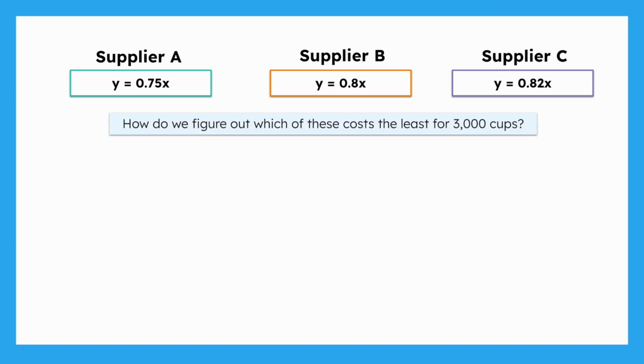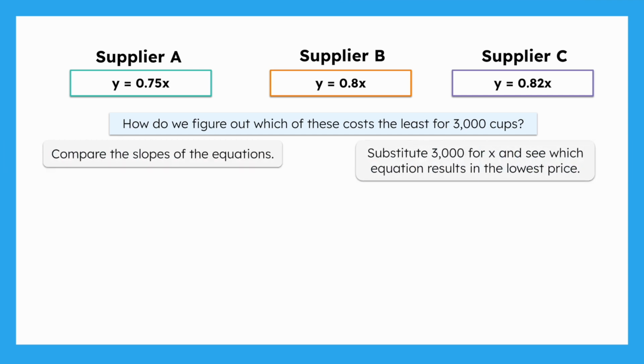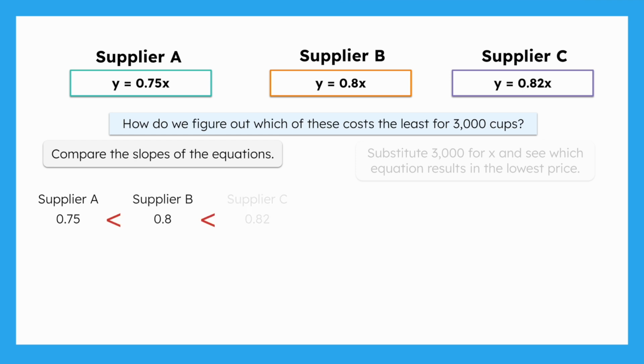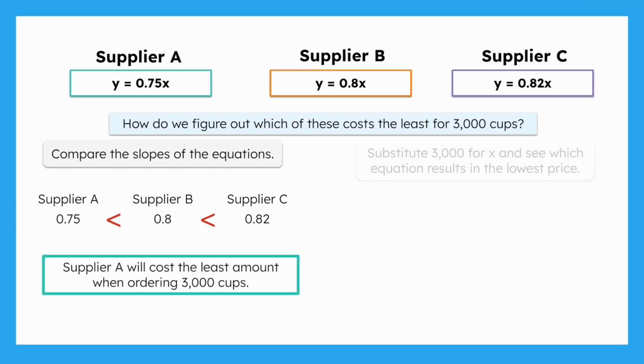How do we figure out which of these costs the least for 3,000 cups? Well, we can compare the slopes of the equations, or substitute 3,000 for x and see which equation results in the lowest price. If we're comparing slopes, supplier A has a slope of 0.75, which is less than both other suppliers. This means supplier A will cost the least amount when ordering 3,000 cups, or any amount of cups.